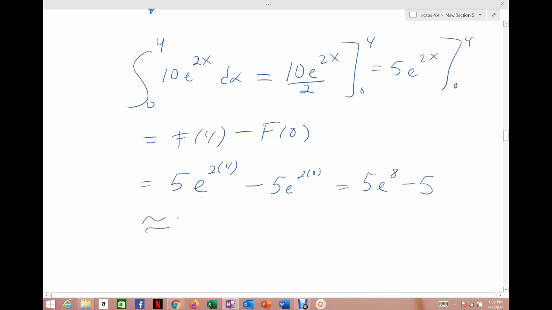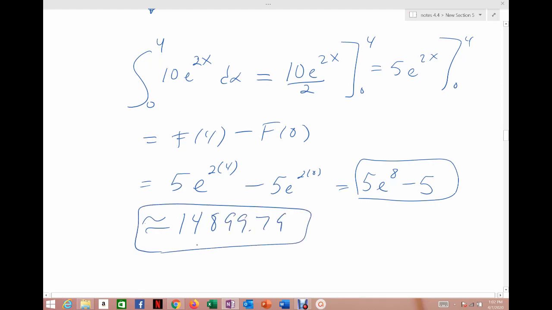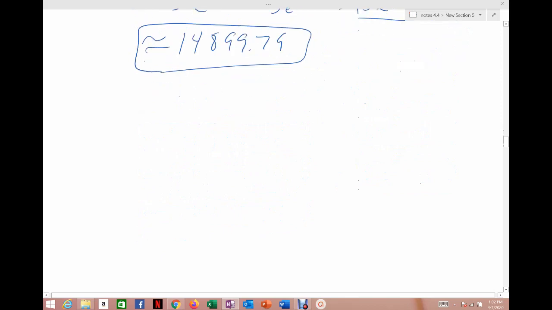All right, and then plug that in. It says exactly what it equals, 5e to the 8 minus 5. And you can plug that into the calculator to get the approximate 14,899.79 if I round a couple decimal places, which would represent area. Like I said, it should be a fairly big number because exponential functions are fairly large. All right, let's do another example.